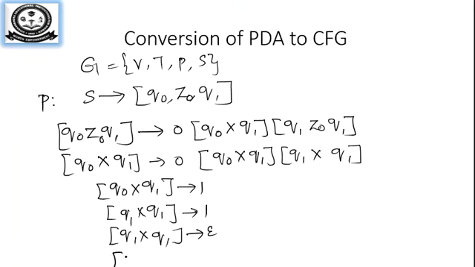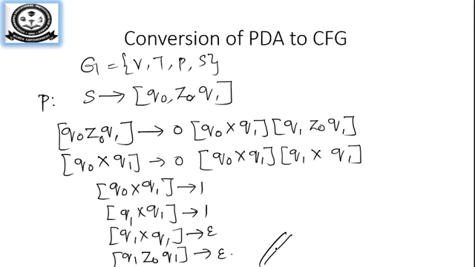Similarly, the last production is from q1, again the end state is q1. For the non-terminal symbol z0 also tends to epsilon. So this is the equivalent context-free grammar for the given PDA, right?